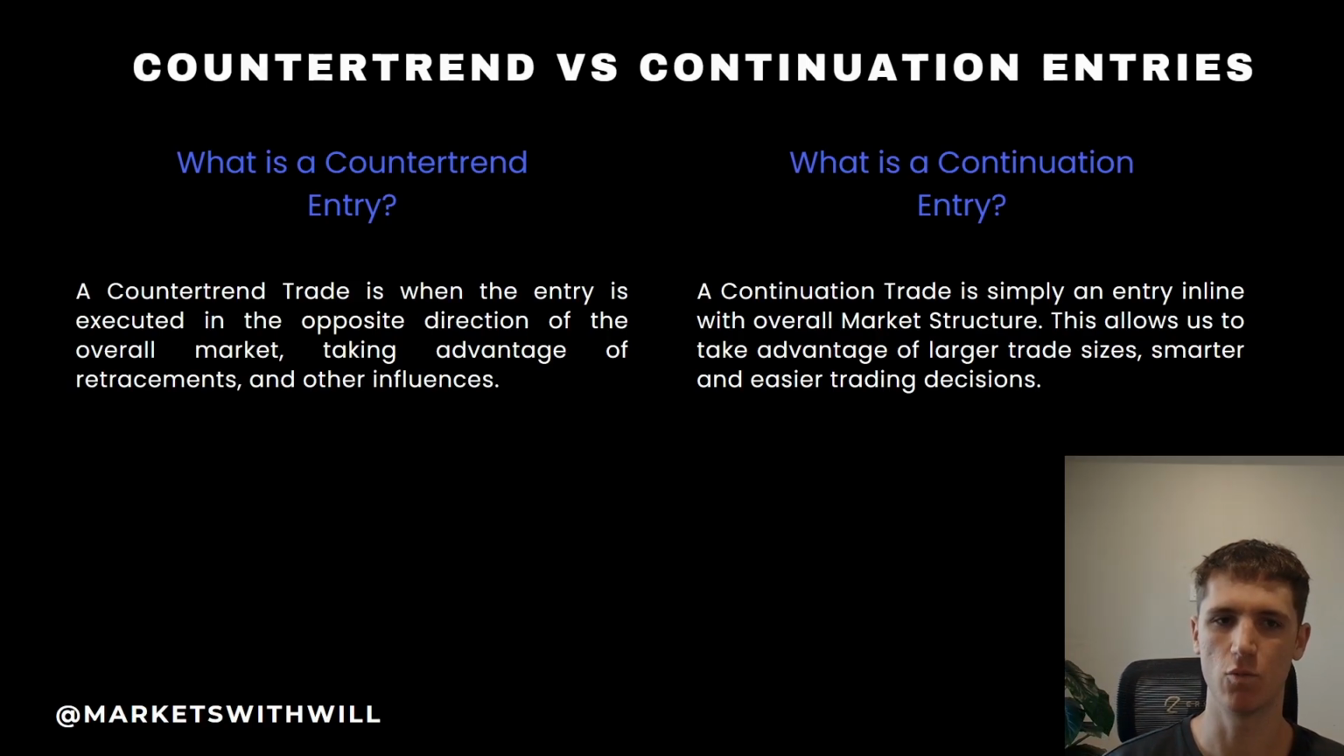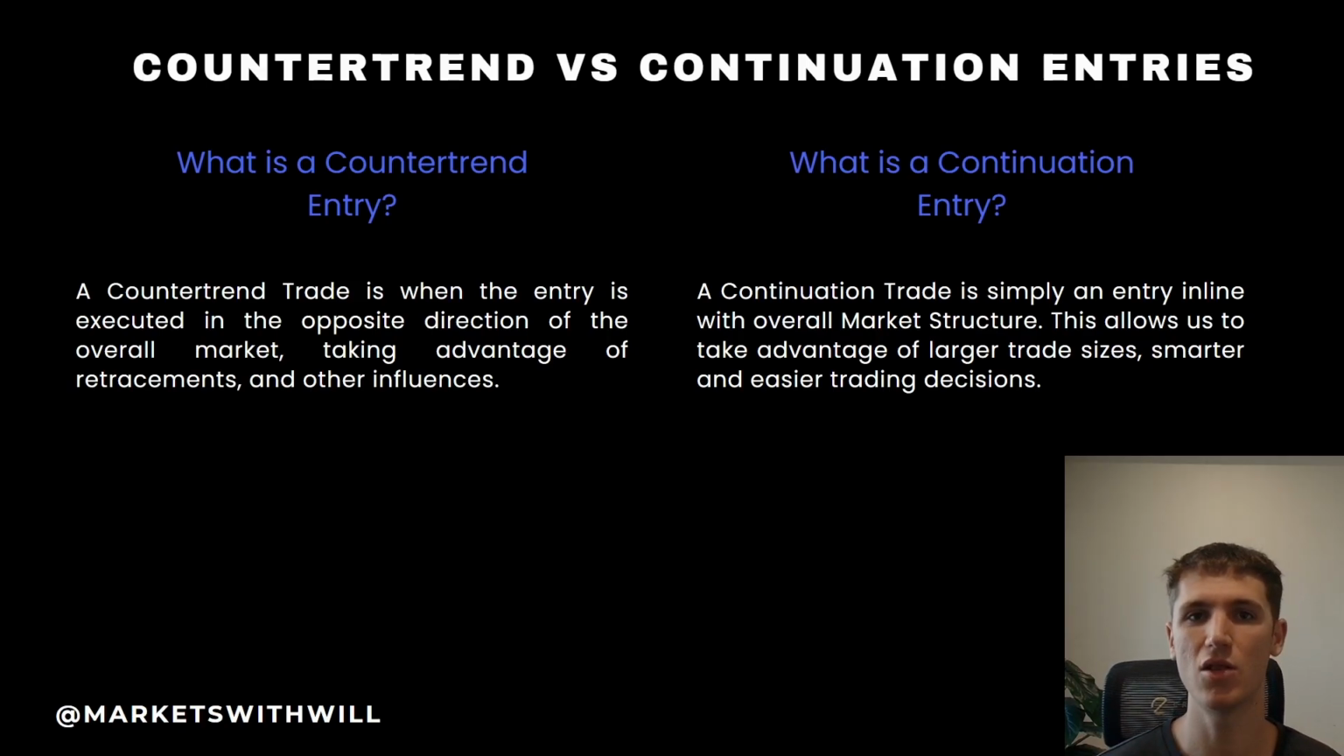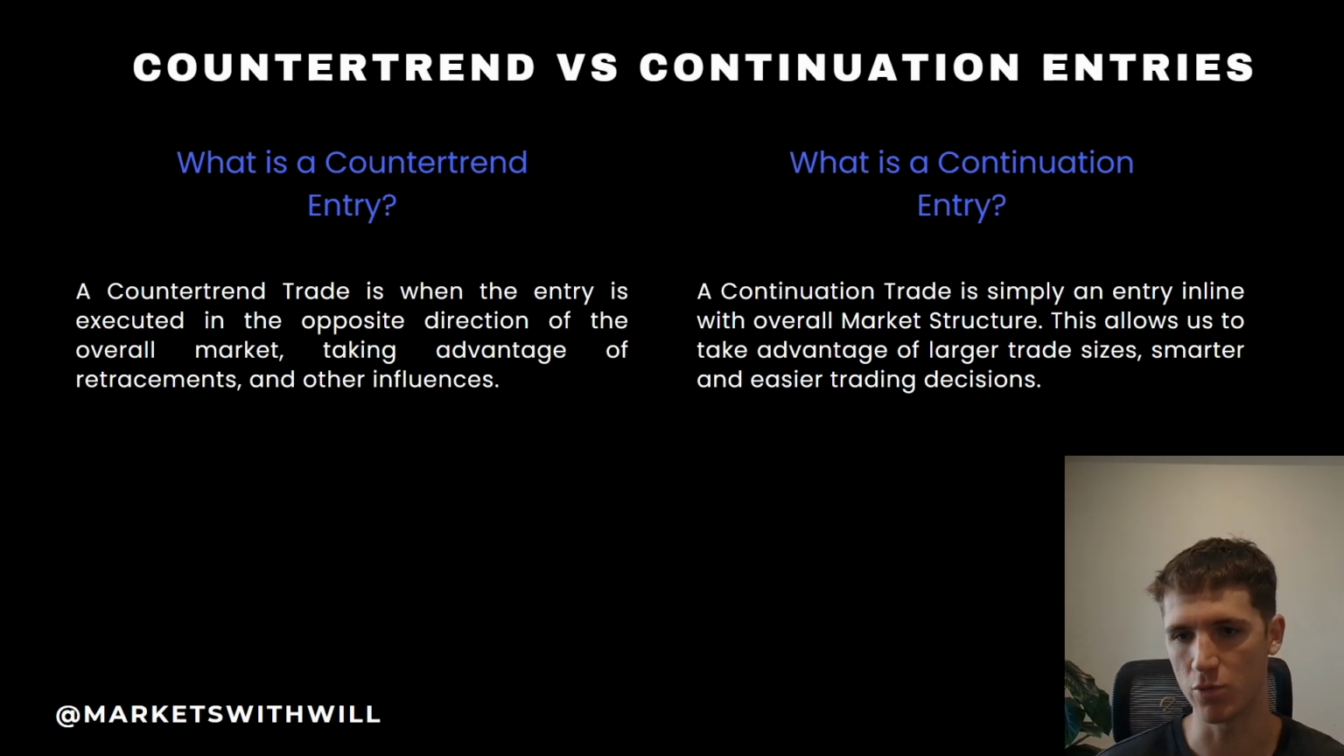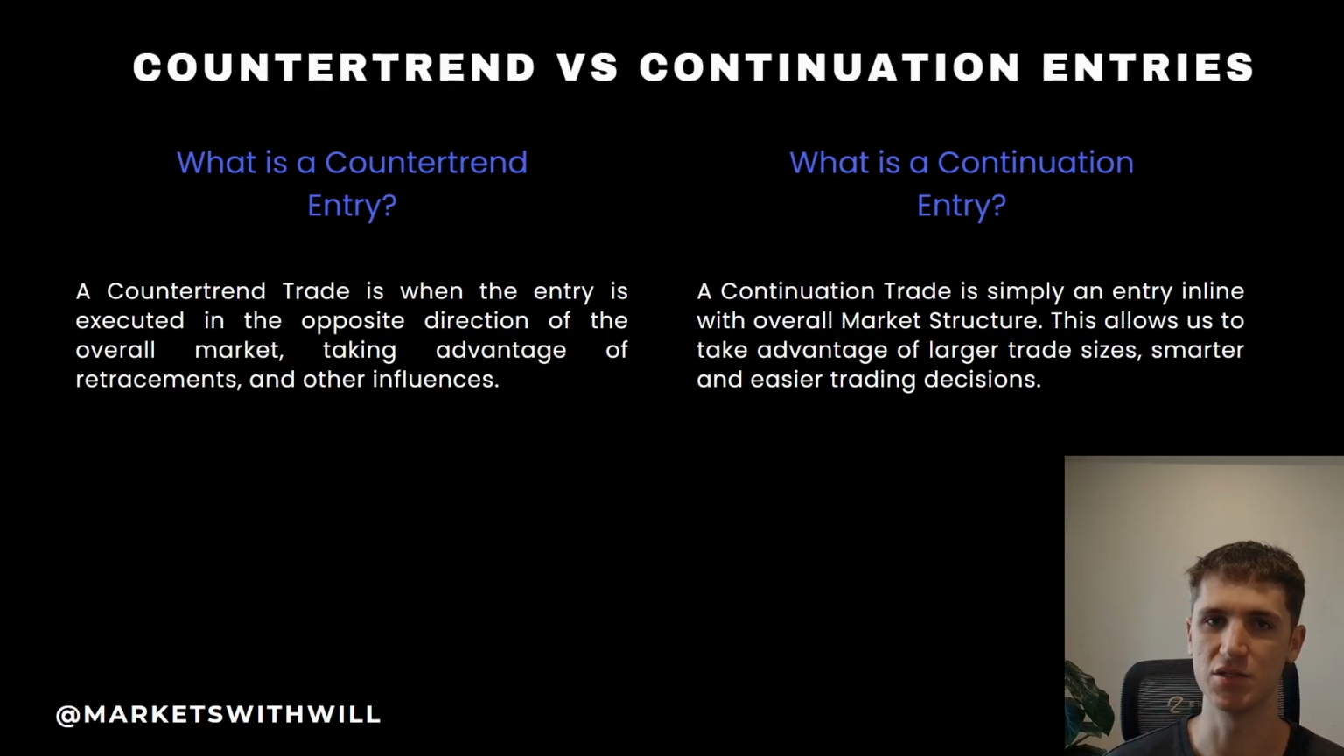Essentially in those scenarios, you're taking advantage of retracements and other influences, which we're going to get into. I'm going to explain and show you on the charts both of these examples, and we can break it down from there. Now, a continuation entry is essentially the opposite of a counter trend. It's in line with overall market structure. So overall, that asset is bearish, and we're taking sells in line with that asset. You're trading with market structure, in line with what is most dominant, which is sellers.